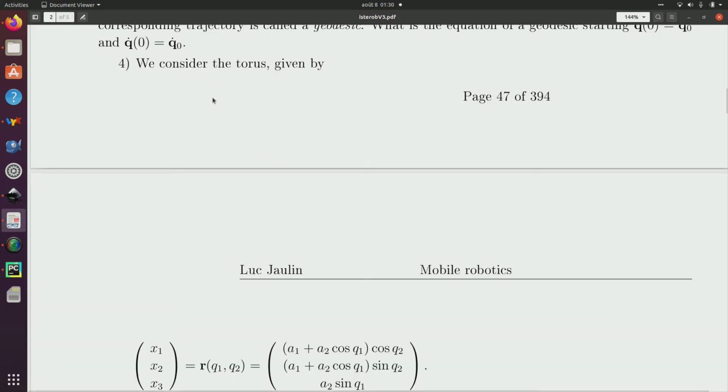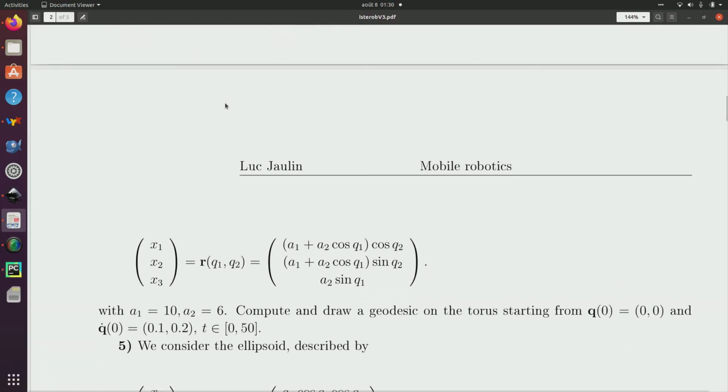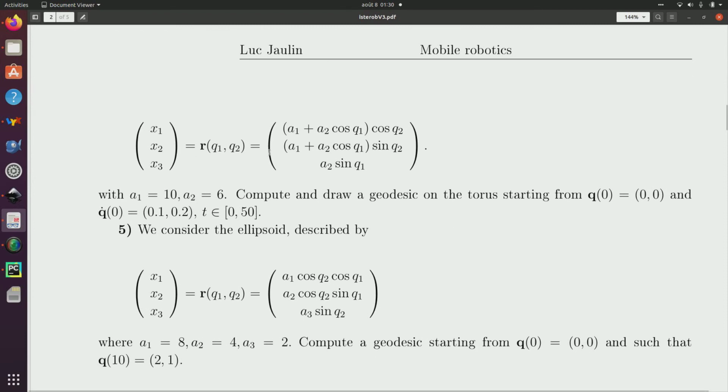Number 4, we consider the torus given by this equation. So R is a function which defines the torus. Q1, Q2 are the angles corresponding to the position on the torus. I have some radii, A1 and A2, and I have to draw a geodesic on the torus from a given initial condition for Q, but also for Q dot. The time of integration is between 0 and 50.